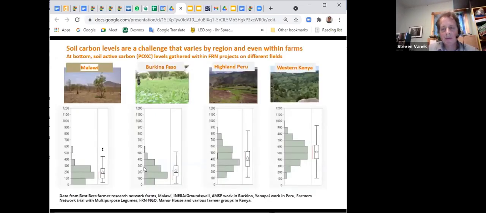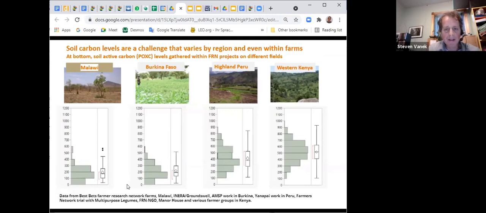So just to look at some of the data we've gathered with projects, many of them FRNs over the years. And again, I'm crediting here all the important work that these different projects and networks have done. So these are graphs at the bottom showing data from different regions. 3 of them are represented here. Malawi is also an important center of a lot of work with an FRN working on soil health, the Best Bets project.